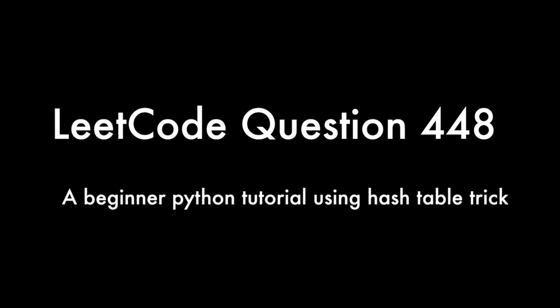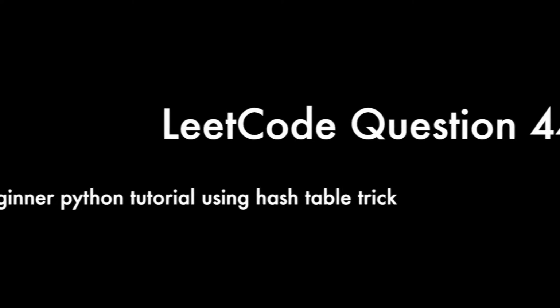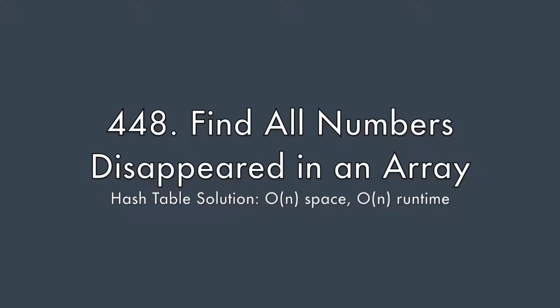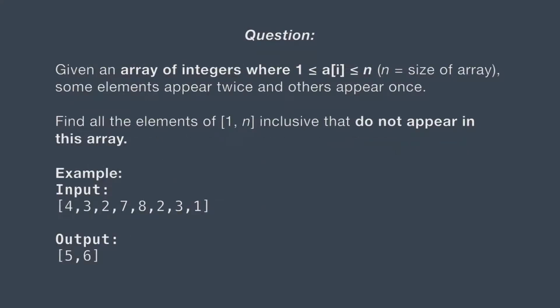Hey everybody, in today's video we're going to go over LeetCode question 448, Find All Numbers Disappeared in an Array. The question reads: given an array of integers where 1 ≤ a[i] ≤ n, which is the size of the array, some elements appear twice and others appear once. Our objective is to find all the elements of 1 through n inclusive that do not appear in this array.